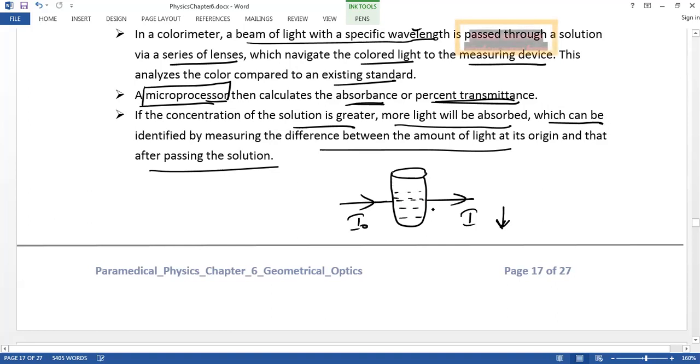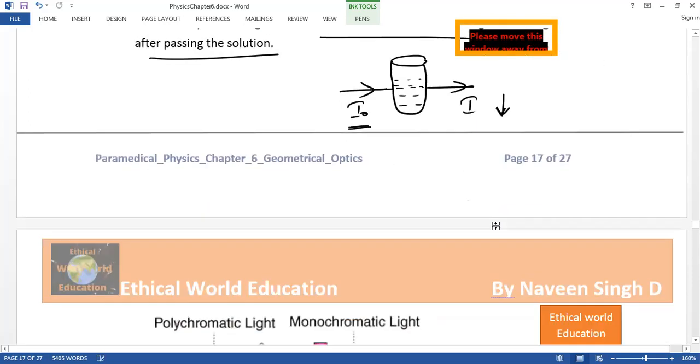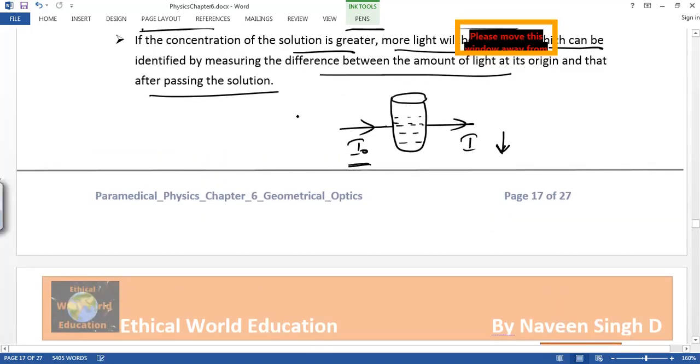So by this we can know the amount of light from the origin. This is from the origin and this is the final, or you can say I, that can be passed through the solution. So we can notice, right? For example, it is having a particular intensity. The intensity coming out of this will be less if the concentration of this solution is more.